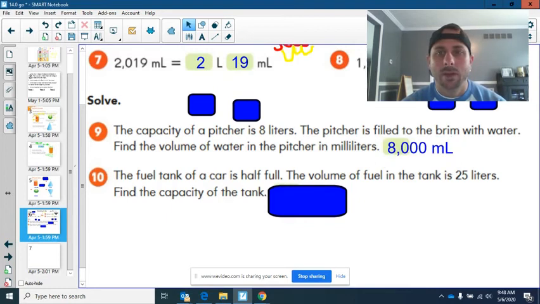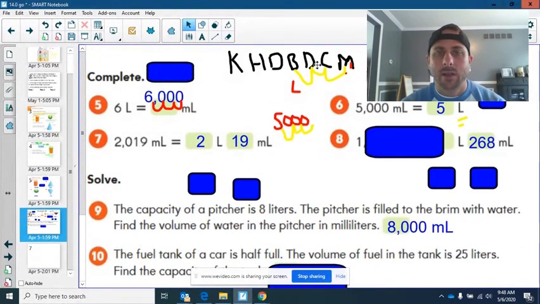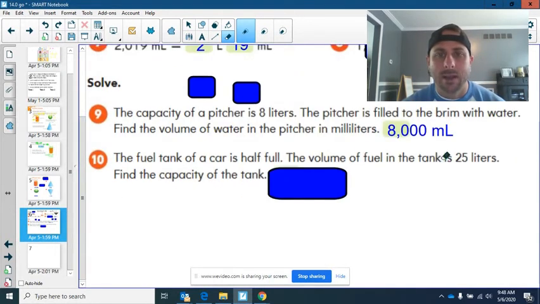Okay. Hopefully you did the same thing. Maybe you even drew the King Henry died by drinking chocolate milk thing that may help you here, this little graphic organizer. And you did the same thing we did in number 5 and number 6. So 8,000 milliliters.